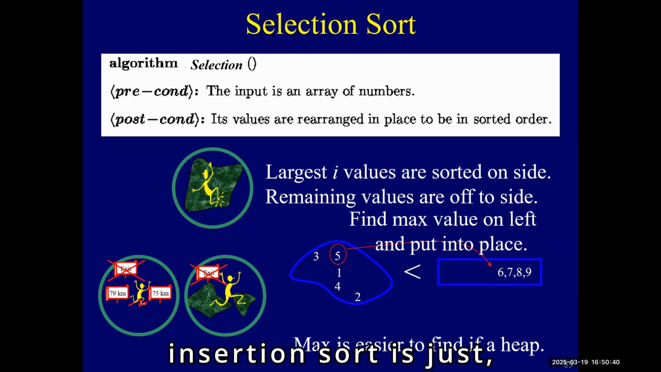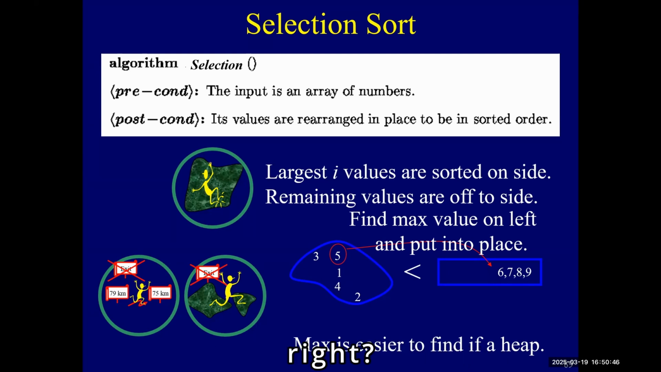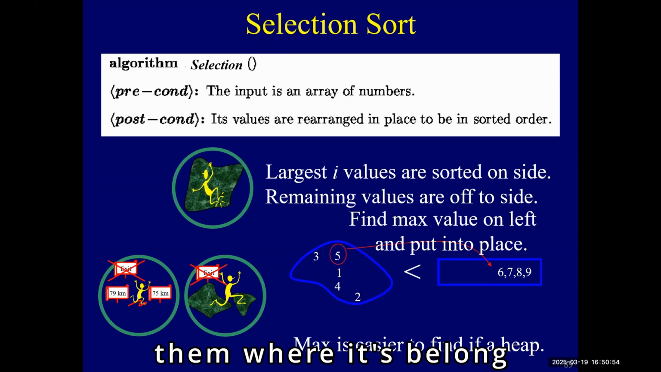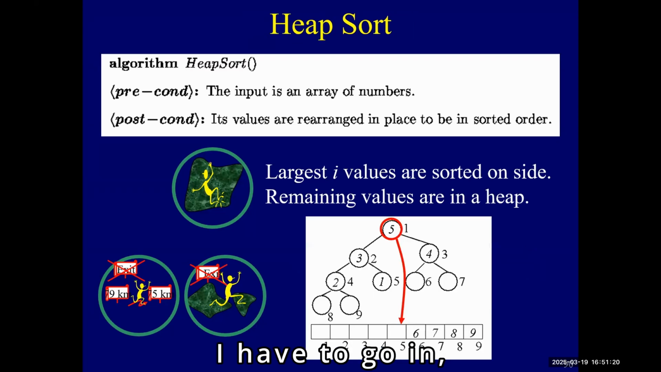Insertion sort is just, these ones are sorted, I don't know which one. I take anybody and insert them, right? Selection sort is I take the biggest guy that's unsorted and put them where they belong. Or I take the smallest guy and put them where they belong, right? Everybody buy that? And this takes n squared time because I had to go in here and find the biggest, right? That takes me order n time, and then I put it where it belongs, right? So that's n squared time, since I have to do it n times.